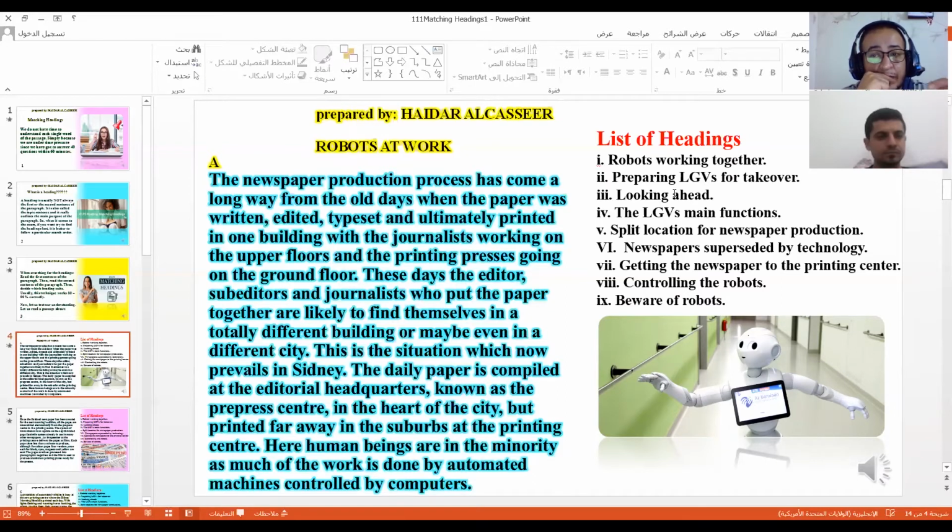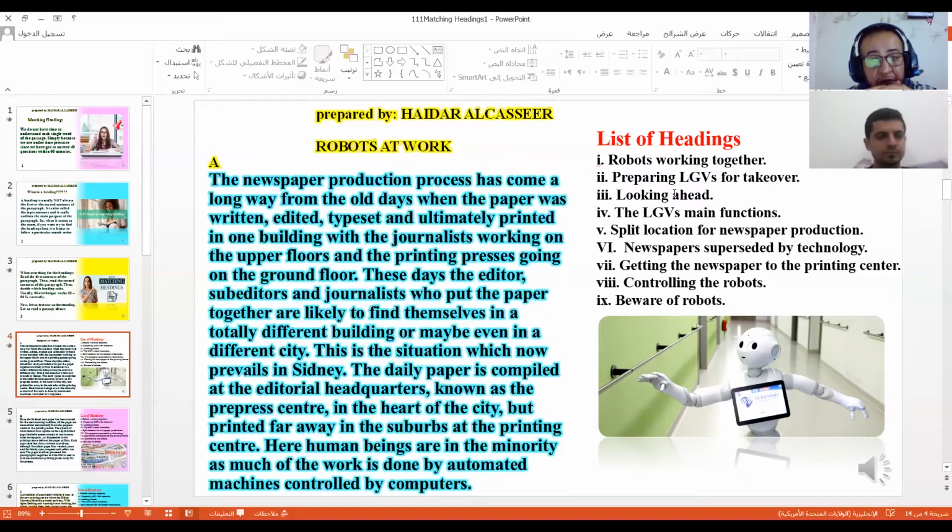Newspapers superseded by technology. This does not mean that there is a simple expression about technology. No, it should be the main idea. Okay. So, getting the newspaper to the printing center. Getting means taking, transferring, transmitting, moving. This is the meaning of getting.